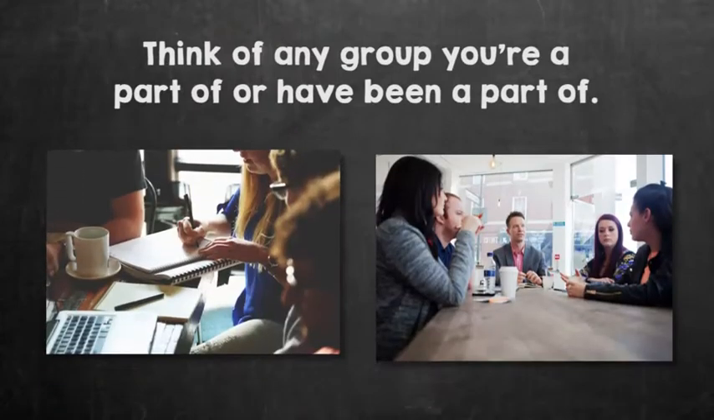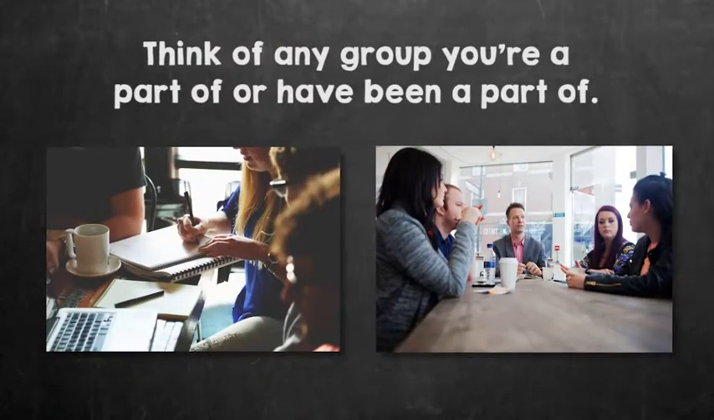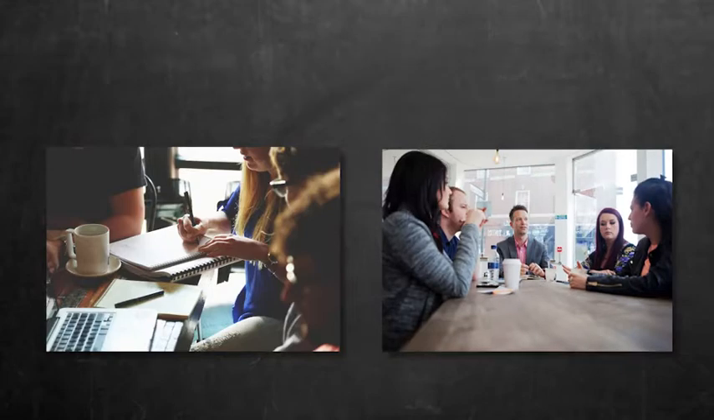Think of any group you're a part of right now or have been a part of in the past. Do you consider that group successful or unsuccessful, functional or dysfunctional? How exactly did it get that way? And how did you and others become part of the group in the first place? Chances are the way in which your group formed and continues to form has a big impact on how well it functions. That's what group development is all about.